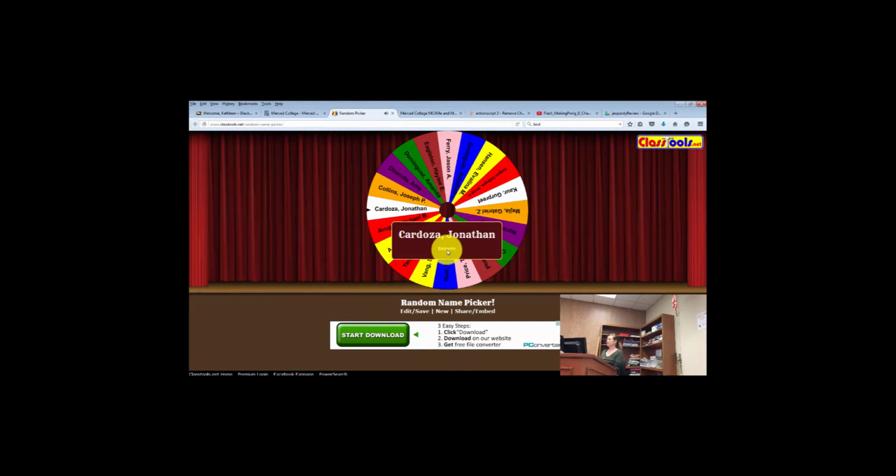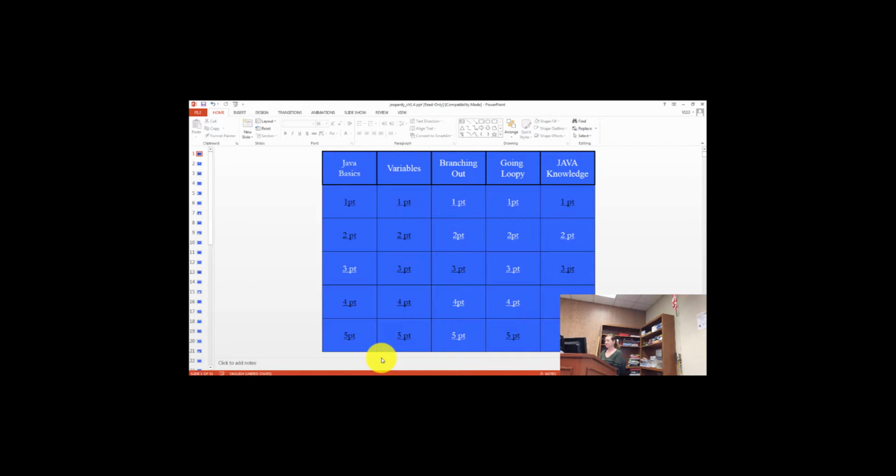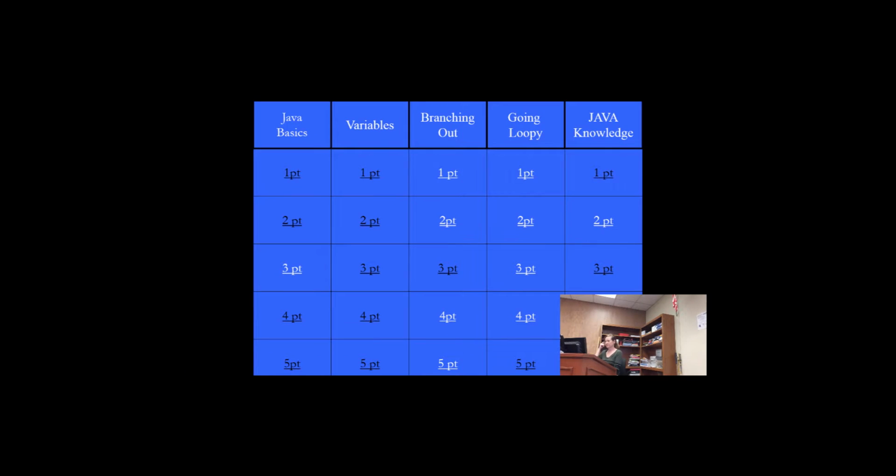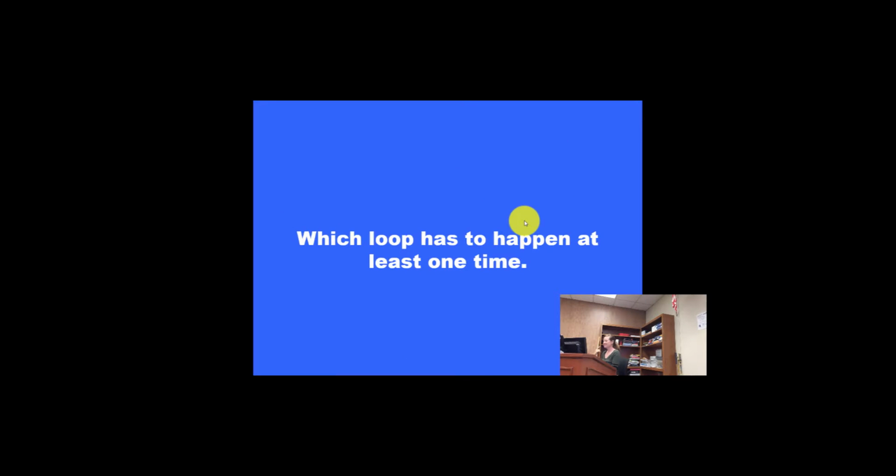Okay, Jonathan is back there. Cool. Which one do you want? For 4? 2. Oh, 2. Sometimes it's hard to hear up here.